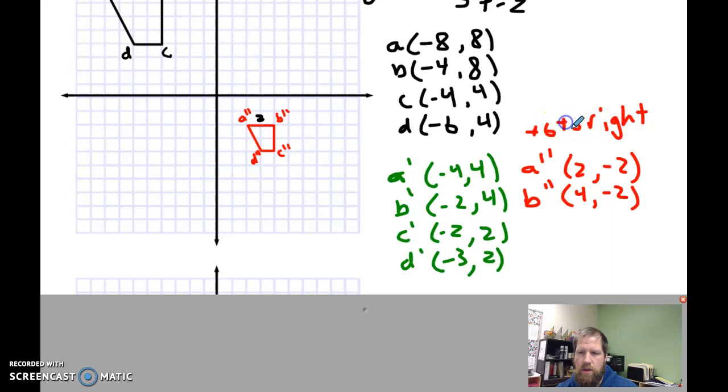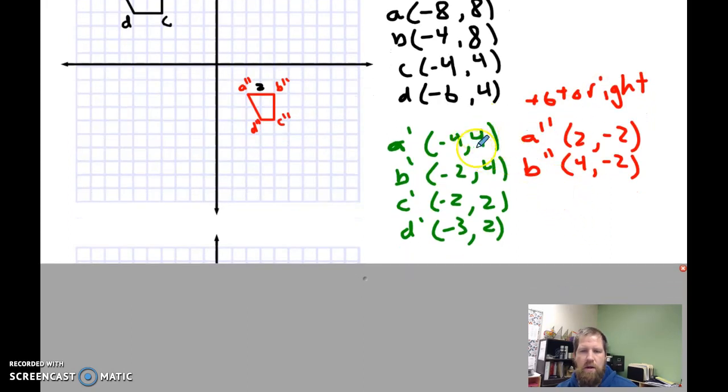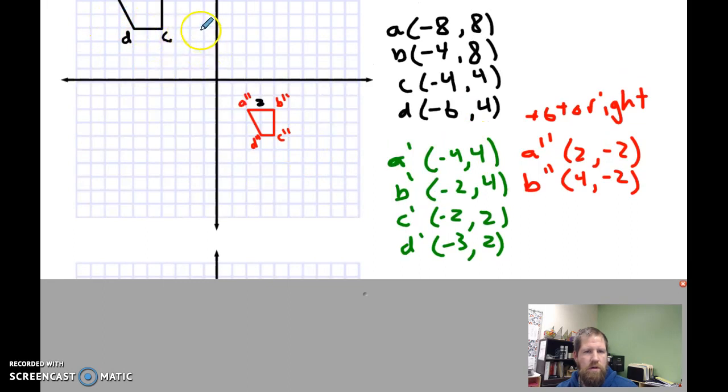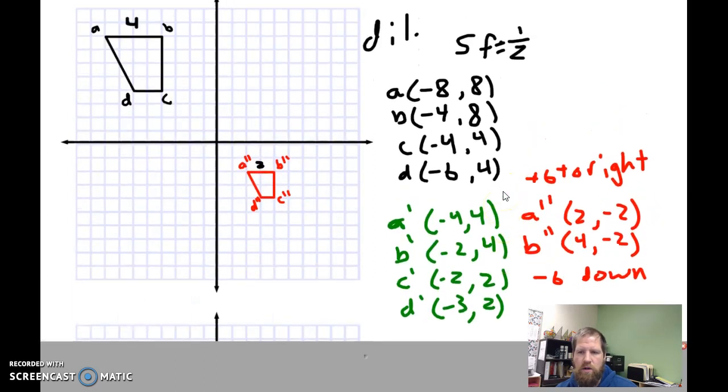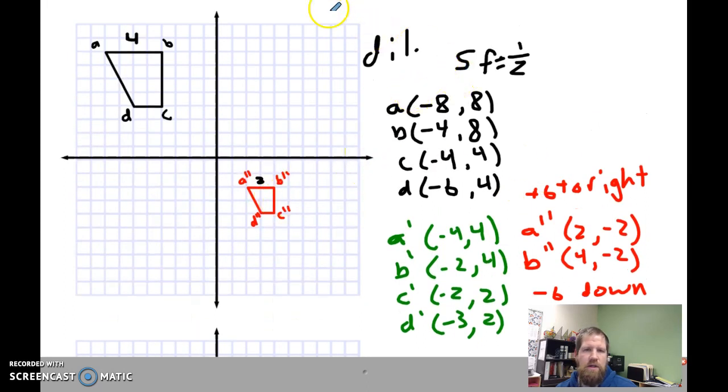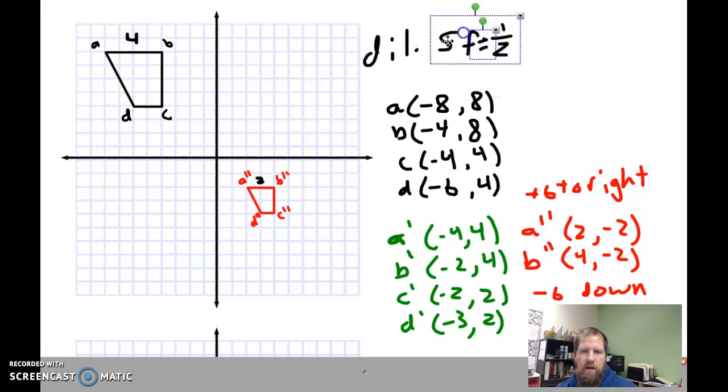Okay? So, 6 to the right. Now, I went from +4, so up here, +4, down to -2. So that would be a downward movement, or a negative, and again, this looks like it's 6. And they both work out with 6, and 6 down. Okay? So, if I was going to write out my sequence of transformations, I would have a dilation.